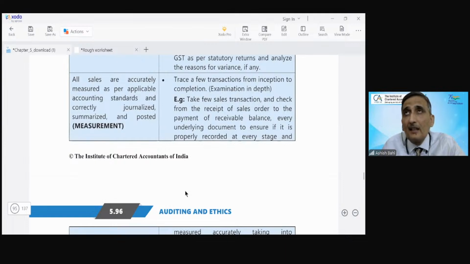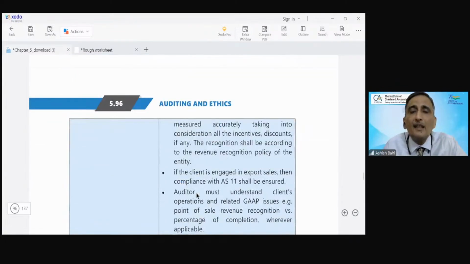And measurement. Now, measurement means that the amount at which sales needed to be recorded has been recorded as per the required applicable accounting standards and general accounting practices. The amount recorded is correct. So how would you ensure that?